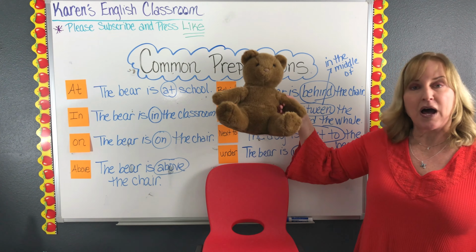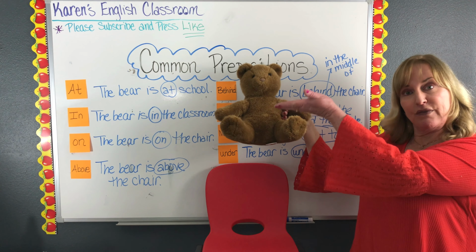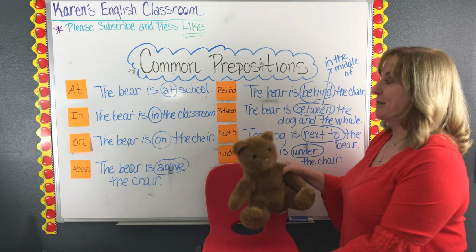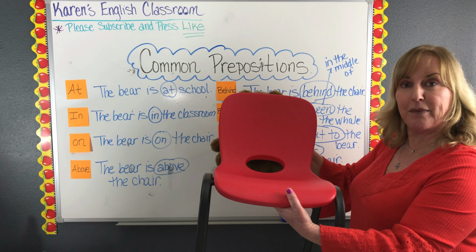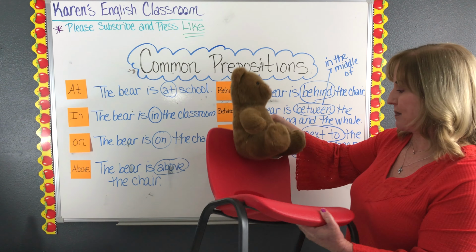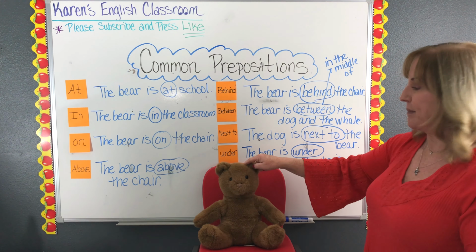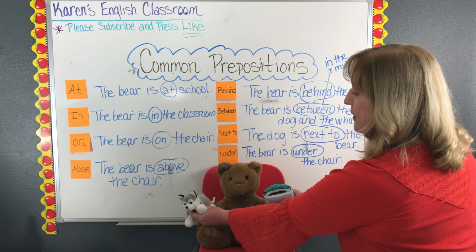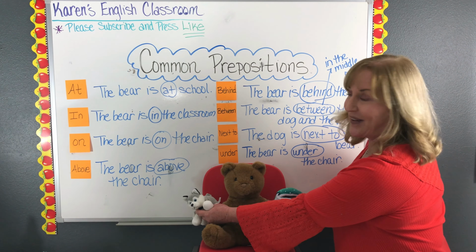Now the bear is above the chair. The bear is above the chair. The bear is behind the chair. The bear is behind the chair. Between. The bear is between the dog and the whale.